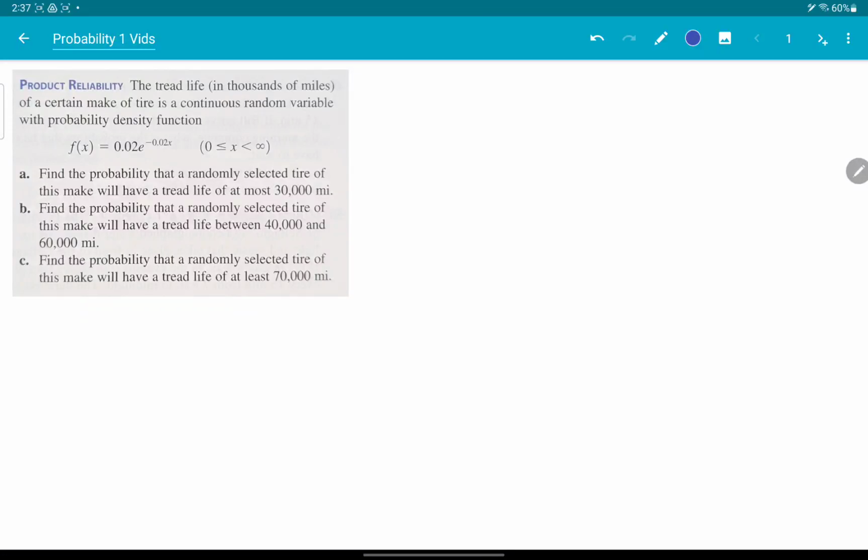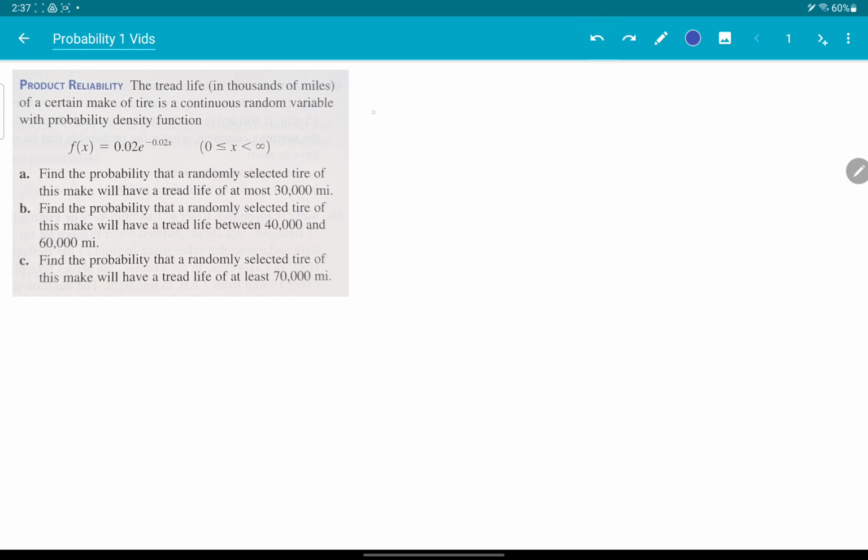Okay, let's find some probabilities from a probability density function. So here we have the tread life density function, and we're going to find some probabilities. That the tread life is first at most 30,000 miles.